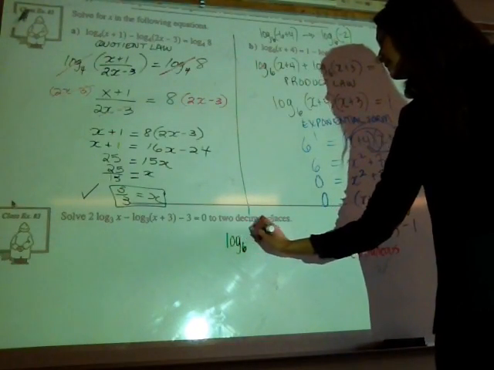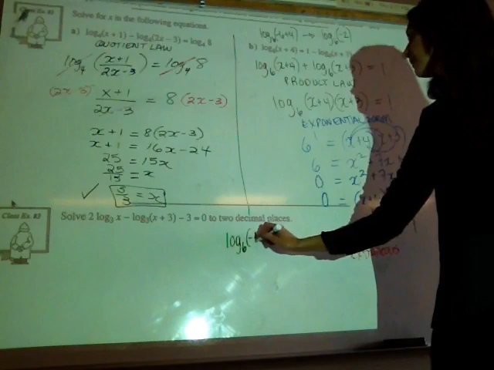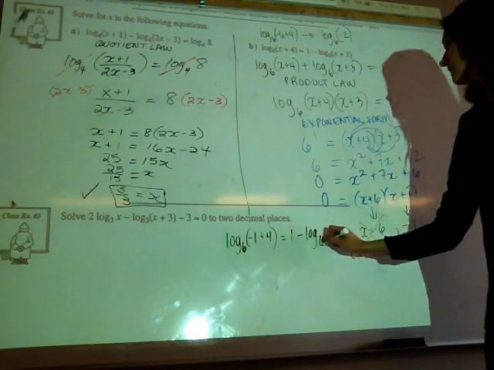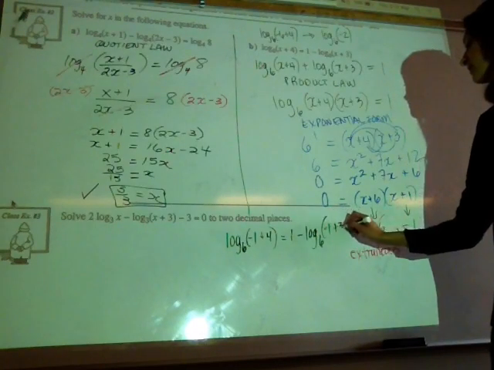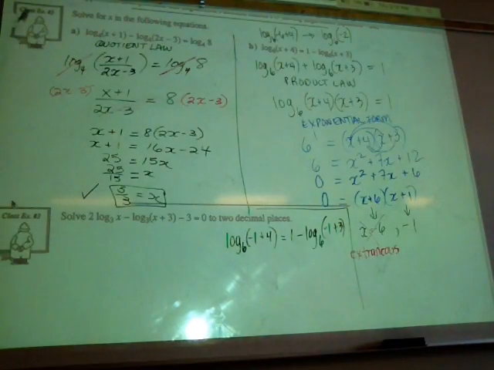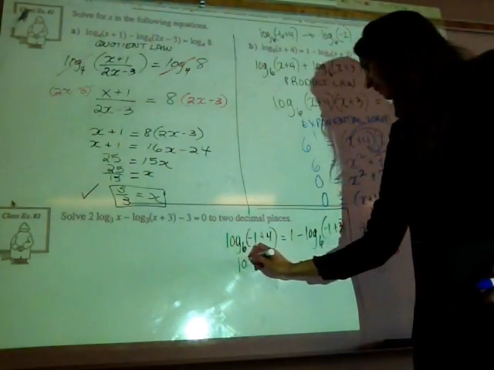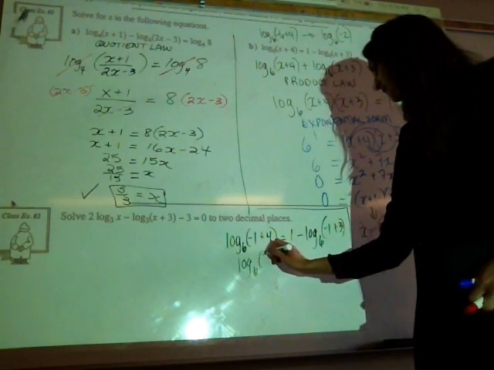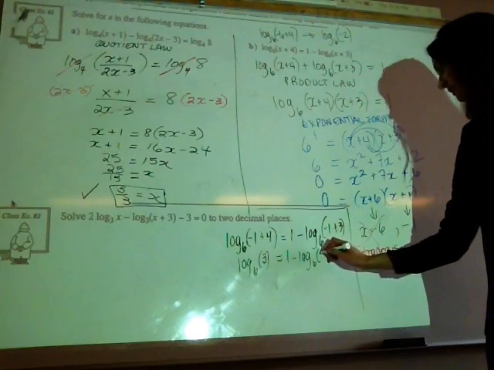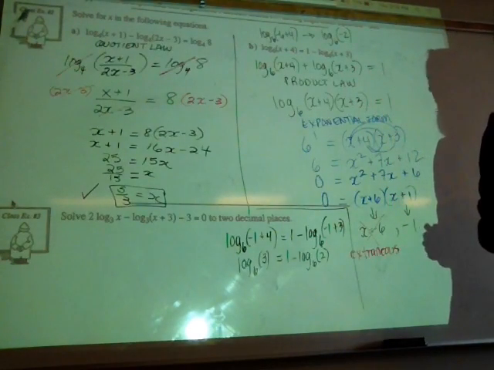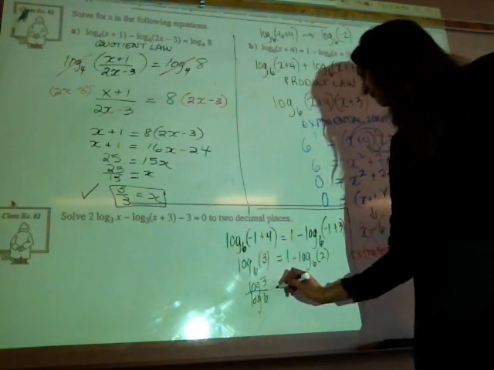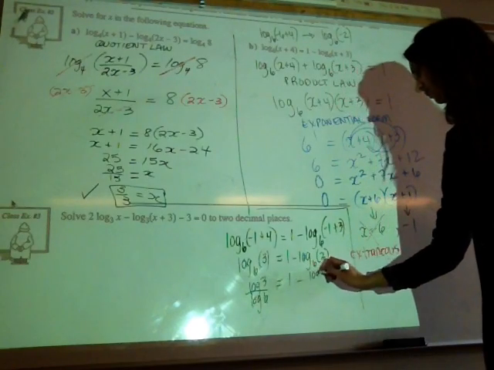So log base 6, subbing in negative 1 for x, we get log base 6 of negative 1 plus 4 equals 1 minus log base 6 of negative 1 plus 3. And just remember, we're subbing into the original equation. So just cleaning things up, we get log base 6 of positive 3 equals 1 minus log base 6 of positive 2. So to calculate this, we'd have to go log 3 divided by log 6 equals 1 minus log 2 over log 6.